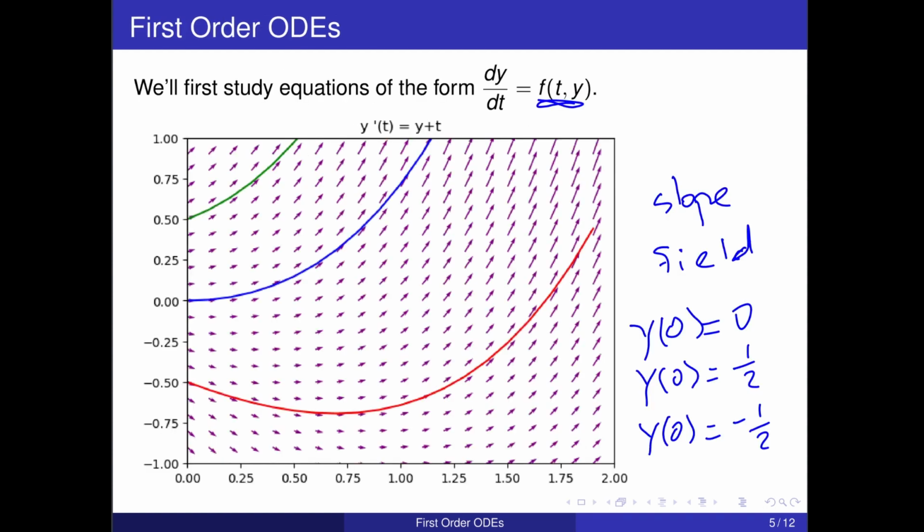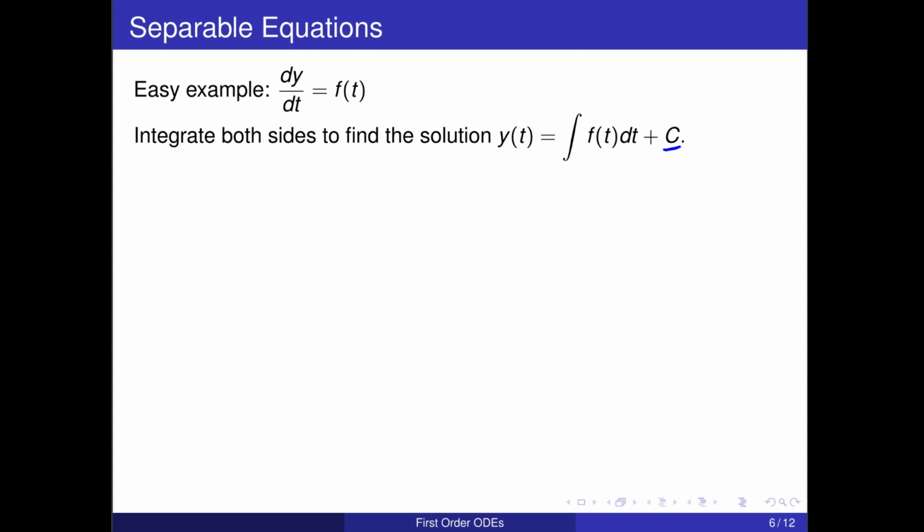Looking at this kind of slope field picture, there should be infinitely many solutions up to some kind of single parameter that can vary. In this case, maybe you could think about it as an initial condition that's varying. So we have this unknown parameter, capital C, showing up in the general solution.